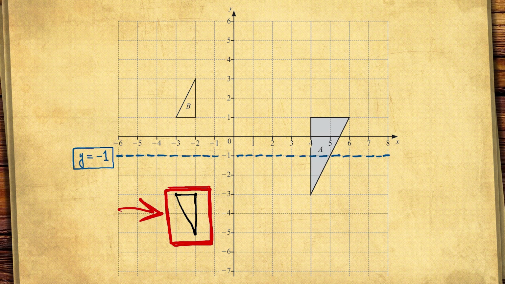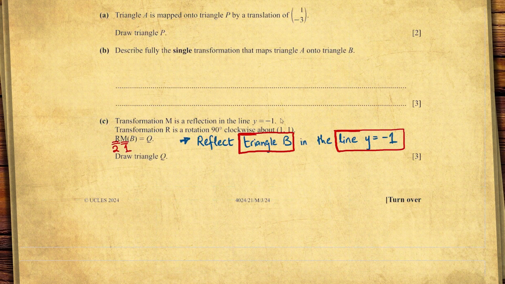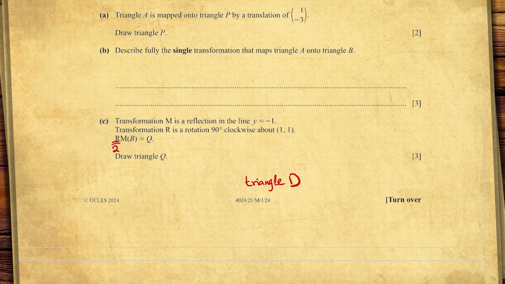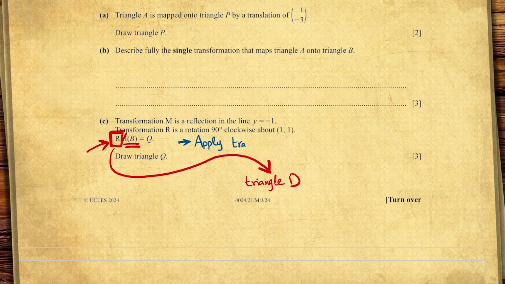And that means we have applied the first transformation M. Let's give a name to the result of this transformation. Let's call it triangle D. So after applying the first transformation M, the result we get is triangle D. Now we need to apply the next transformation R on the result of the previous transformation. That means we need to apply transformation R on triangle D.